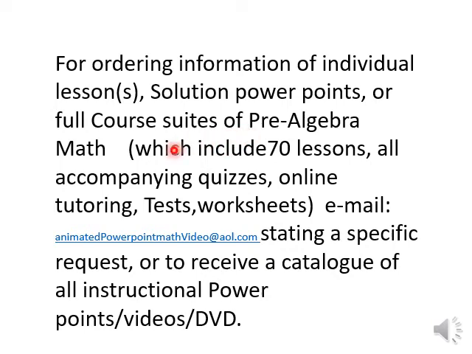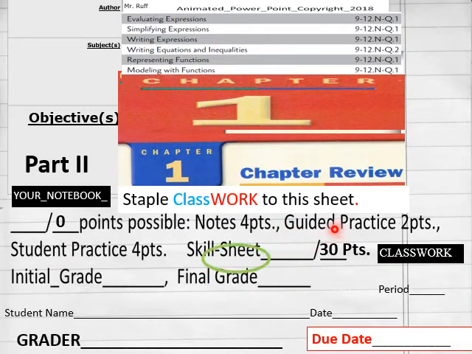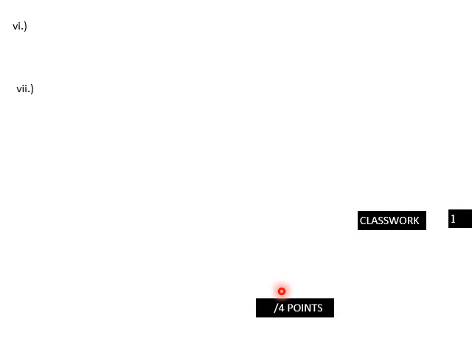Hello everybody, getting ready to do part 2 of chapter 1, review and summary of 7th grade math. On your classwork sheet you got 30 points, have that out in front of you now. Students, put your name, date, period here on your phone, your tablet, or your paper. Chapter review for chapter 1. Let's go into page 1 here, part 2.